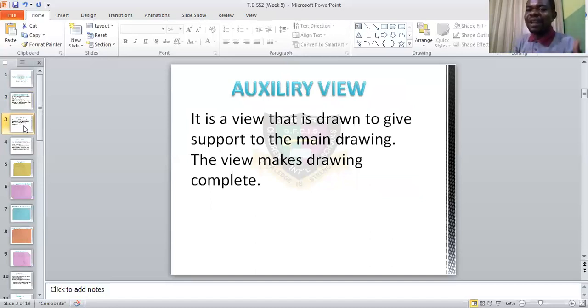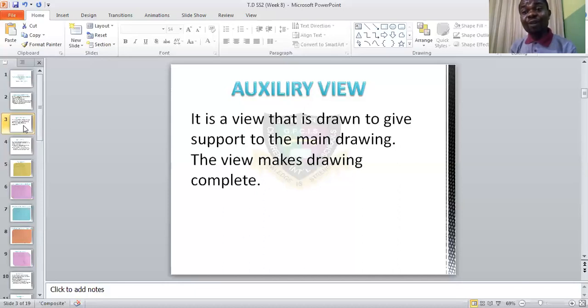It could be in the auxiliary side. That is, when you draw the auxiliary, you do not draw the front elevation the way we normally position it. But you have drawn the front elevation. It is still supporting the end view and the plan to make the drawing complete. That is what we mean by the auxiliary view. If you have the plan, you have the end view, and there's no front view, that means that orthographic drawing is incomplete.